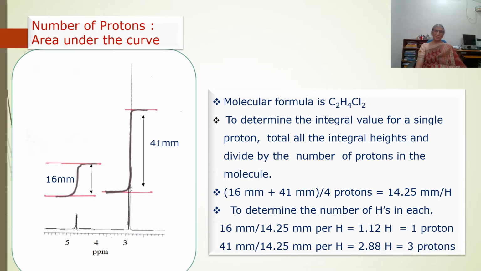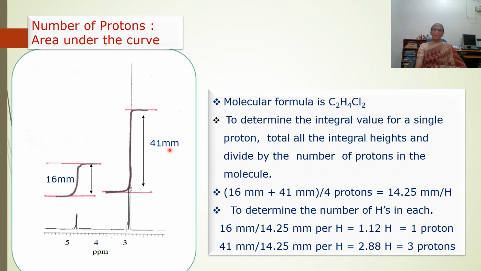Another method for determining the area under the peak is by measuring the height of the integral. For example, in this NMR spectrum, there is one signal close to 3 delta value and another signal close to 5 delta value. On each signal, there is one integral present. By scale, the heights of these integrals are measured. The integral at the signal at 3 is 41 mm and the integral close to 5 is 16 mm.